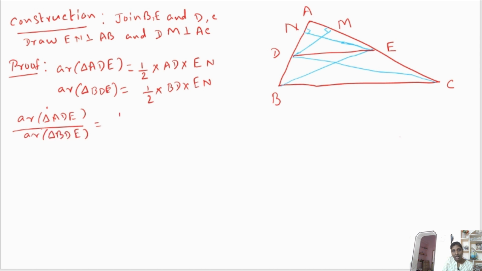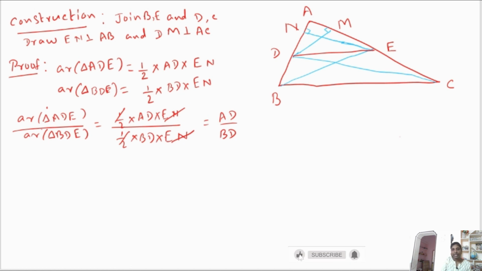So here half into AD into EN by half into BD into EN. So EN we can cancel, half also we can cancel. So we'll get AD by BD.